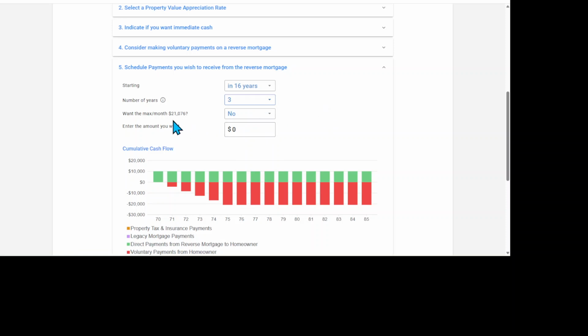So let's see, for 3 years, how much can I get? Get over $21,000 a month. Do you want all of it? Probably not, because you probably want to leave a hefty amount of the line of credit still for just in case. So you say no, and maybe you type in, I don't know, $9,000 a month. And we'll model that for you next.